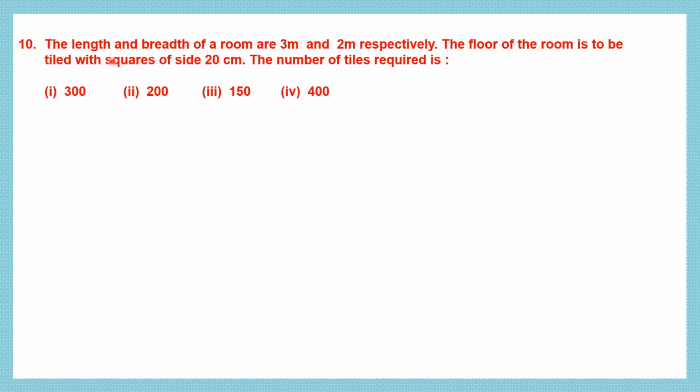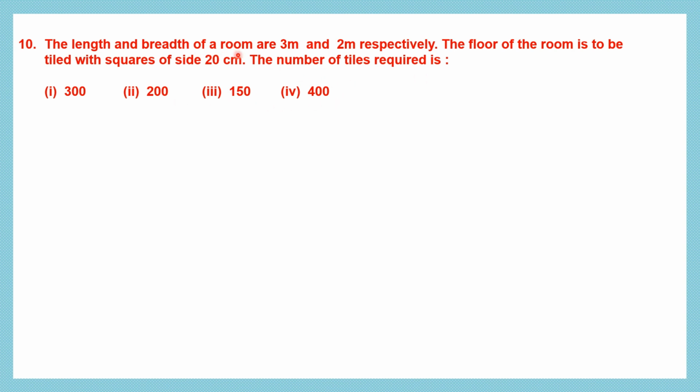Question 10. The length and breadth of a room are 3 meters and 2 meters respectively. The floor of the room is to be tiled with squares of side 20 centimeters. The number of tiles required is what we have to find out.